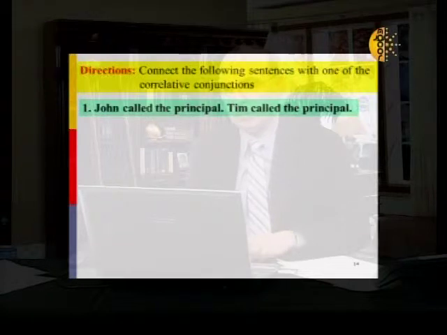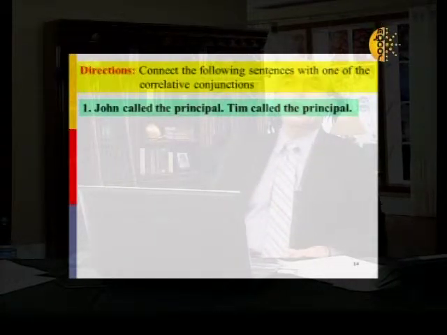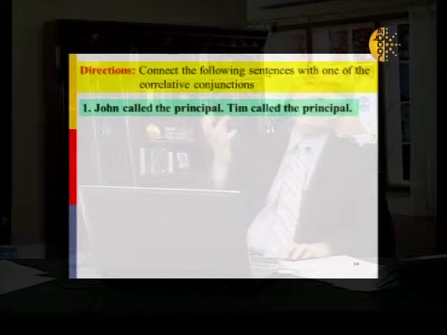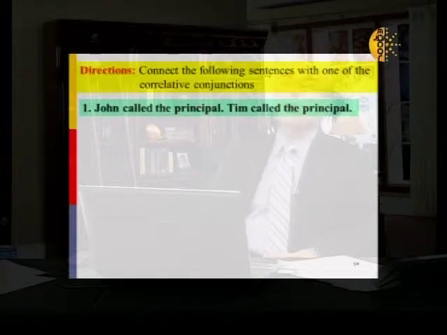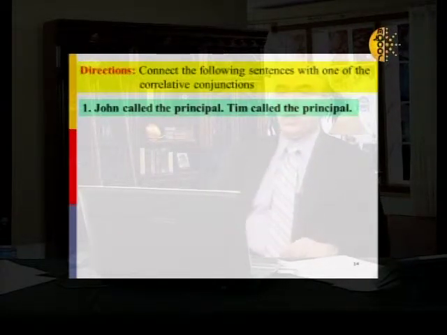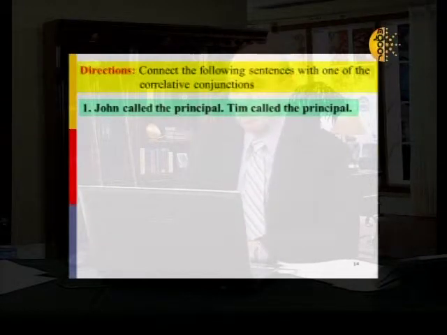What I have for you here, I have two sentences. I want you to see what kind of relationship they have. Do they have the relationship of addition, of contrast, choice, or negation? Use these correlative conjunctions and connect them. Here is the first sentence. John called the principal. Tim called the principal. Remember, principal is what? The director of a school. So John called the director of the school, and Tim called the director of the school. We are adding ideas. So which one will you use? Which of these correlative conjunctions can you use? There are actually two correlative conjunctions you can use.